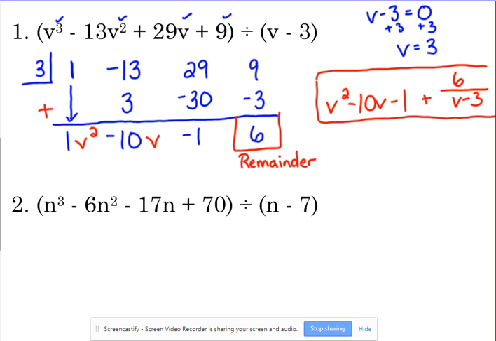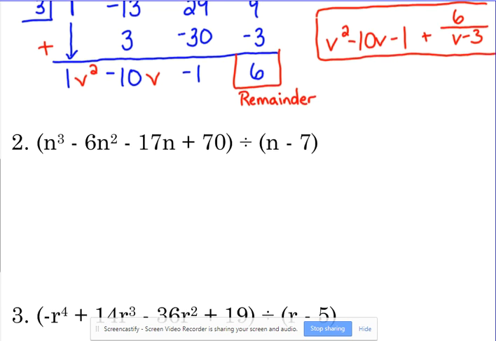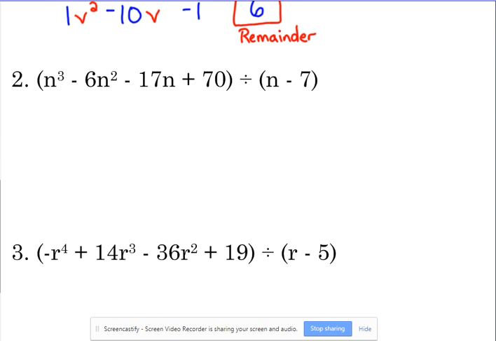I know that's completely new, so let's do another example. This time we're dividing by n minus 7. So what number is going to go on the shelf?